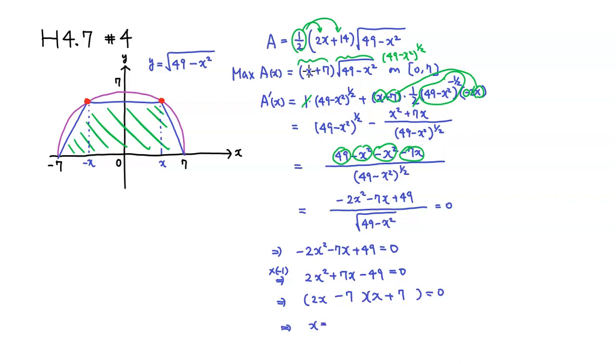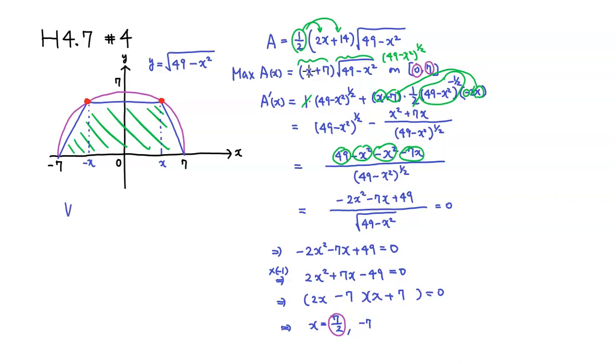X is equal to, set this equal to 0, you have 7 halves. And this one, set this equal to 0, it's negative 7, which is outside the interval. The interval is from 0 to 7, so the only thing that we use is going to be that guy. So the left endpoint is 0, the right endpoint is 7, and the critical number is 7 over 2.